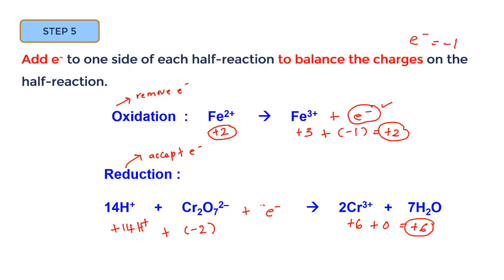So if I put 6 mole of electron here, 14 mole of hydrogen ion brings positive 14 charge, minus 2 is positive 12, positive 12 minus 6 is equal to positive 6. So 6 mole of electron are added here. So settle with step number 5.